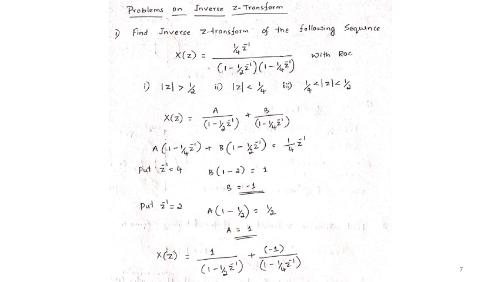Now I'll substitute in the X of z equation, that is A is 1 and B is minus 1. So 1 divided by 1 minus 1 by 2 z inverse plus minus 1 divided by 1 minus 1 by 4 z inverse. So this is my equation. Now based on the ROC, I have to take the inverse Z transform.